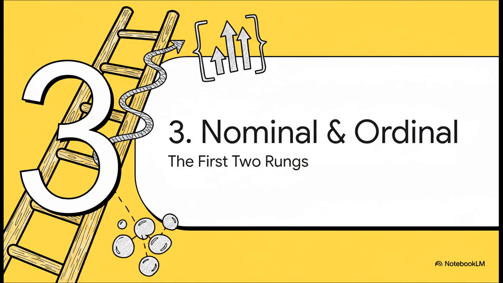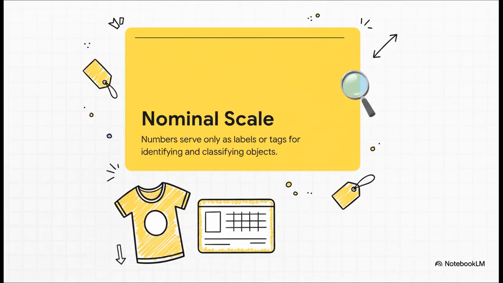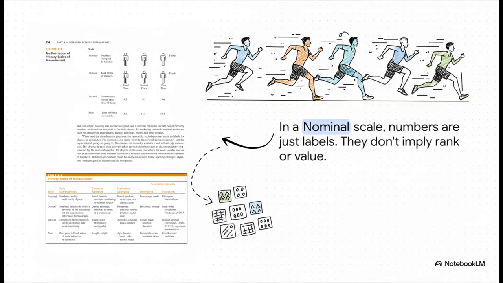So let's start climbing. We're on the first 2 rungs of our ladder, the nominal and ordinal scales. First up, we've got the nominal scale. This is the most basic level you can get. Here, numbers are literally just labels. Think about the number on a football player's jersey or your social security number. Its only job is to give something a unique tag. That's it, nothing more. See? Look at the numbers on these runners' bibs. They are purely nominal. The runner with 9.1 isn't somehow better than the runner with 8.2 just because their number is higher. It's just a tag to tell them apart. That is all a nominal scale does.